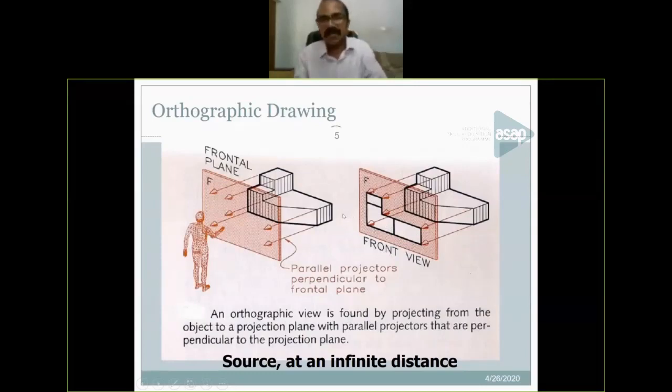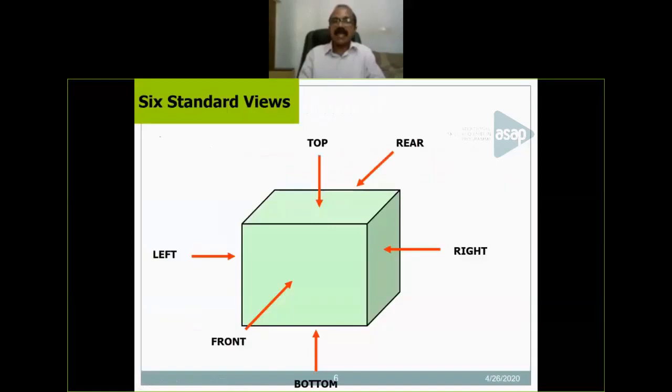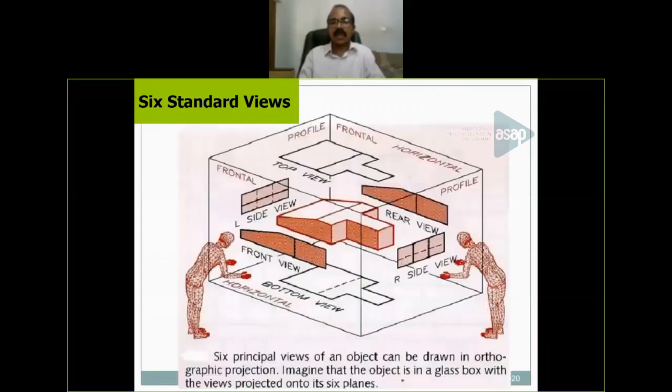Then the other views you have to account for are the 6 standard views: left side view, right side view, front view, then top view, rear view, and bottom view. These are the 6 standard views. Here you can see 6 principal views of an object. Different planes you can see: the frontal plane, or vertical plane, then the horizontal plane, then the bottom plane, side view plane, etc.